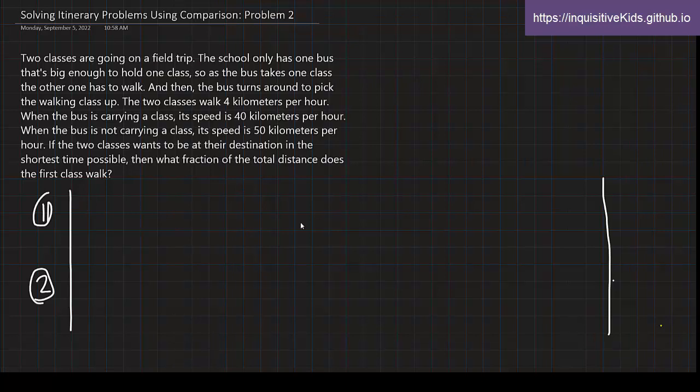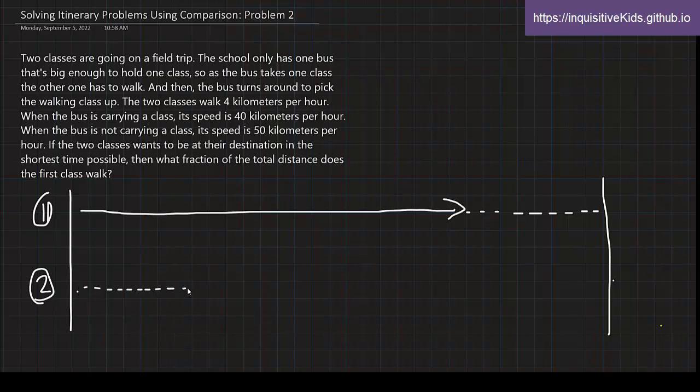Just to make this make a bit more sense, I'm going to make the dotted line represent walking, and the straight line represent being on the bus. Okay, so let's get started. First, class 1 is picked up on the bus, comes here, and then walks the rest of the way. Then class 2 is walking, and then is picked up on the bus for the rest of the way.